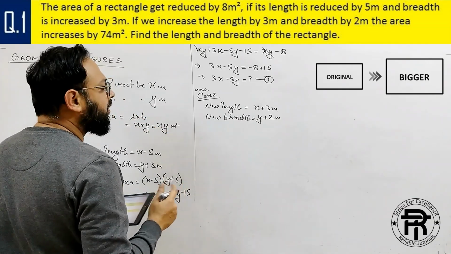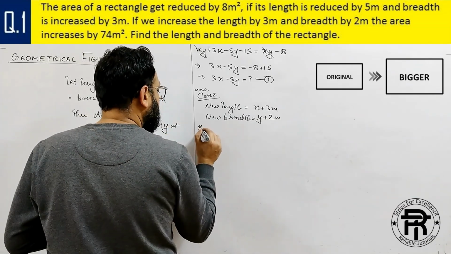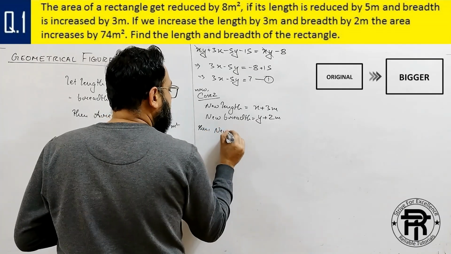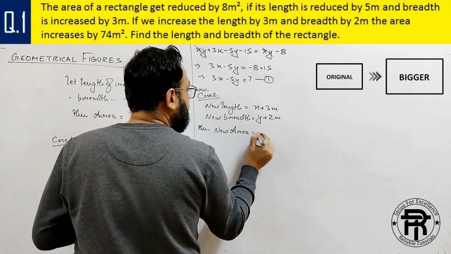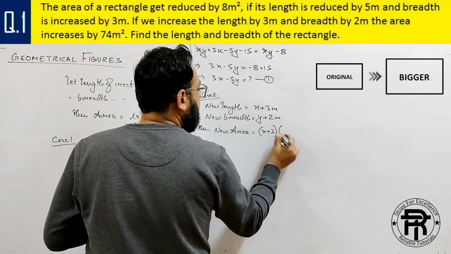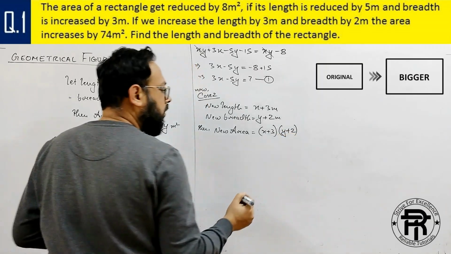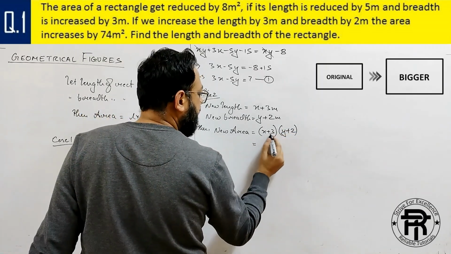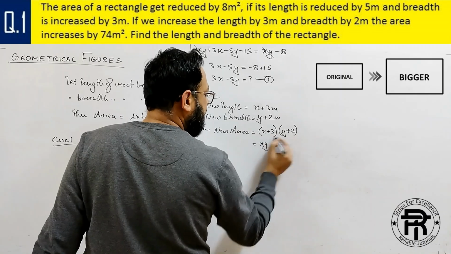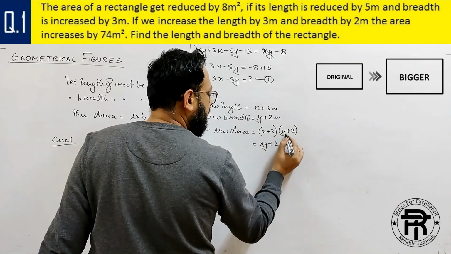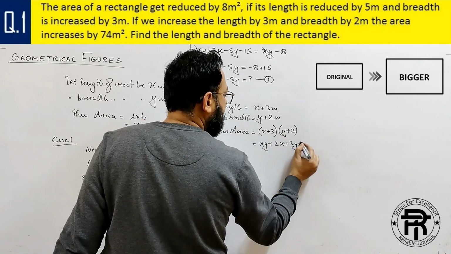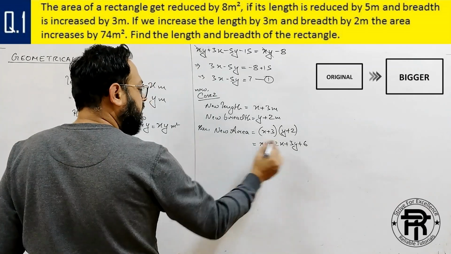The area is increased by 74 meters square. Then new area is equal to again new length into new breadth. Again multiplying it, x into y is xy, x into 2 is 2x, then 3 into y is 3y, and 3 twos are 6. So this is the new area.